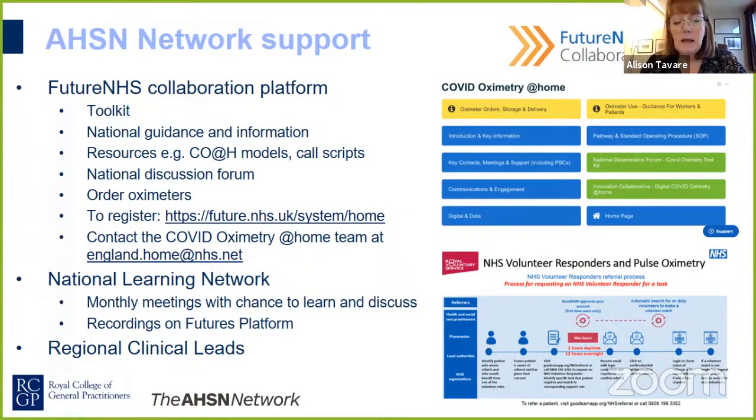And as part of the collaboration platform, there's also the National Learning Network, which is a superb set of sessions. They were weekly, they're now monthly, lots of chance to learn and discuss. Really great forum for asking questions, and there are recordings on the Future platform if you want to see what's been said before. And alongside that, there are 7 regional clinical leads, some of whom are on this call, and we're here to help support the rollout. Next slide, please.